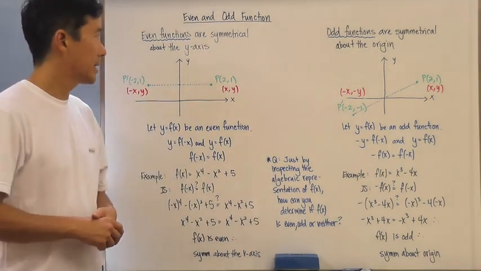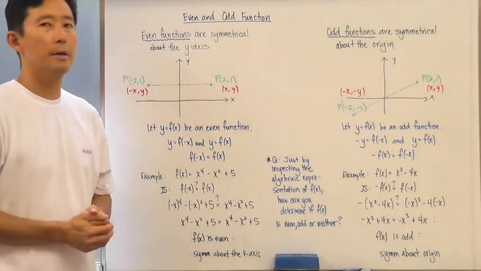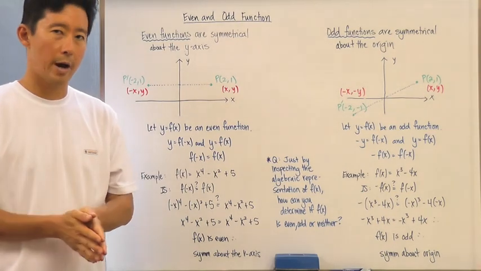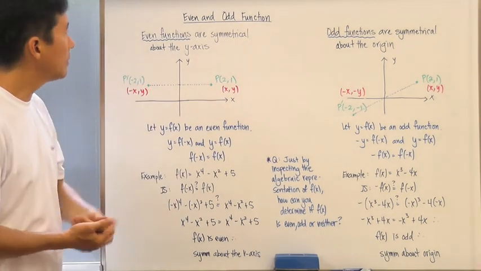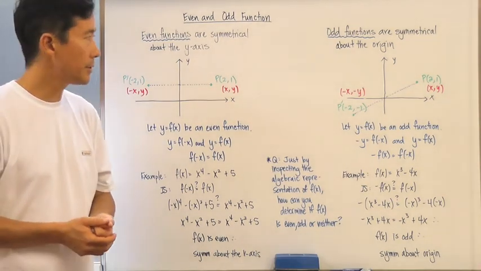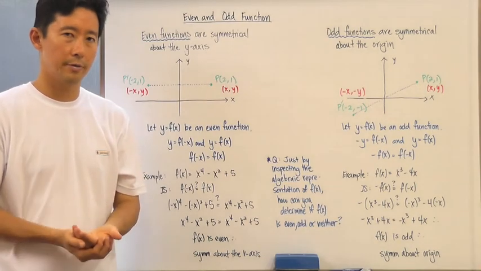Hello everyone, let's go ahead and take a look at even and odd functions. Now what we're going to do is take a look at functions that exhibit symmetrical properties when graphed. So for example, even functions are going to be symmetrical about the y-axis when graphed. Odd functions are going to be symmetrical about the origin when graphed.